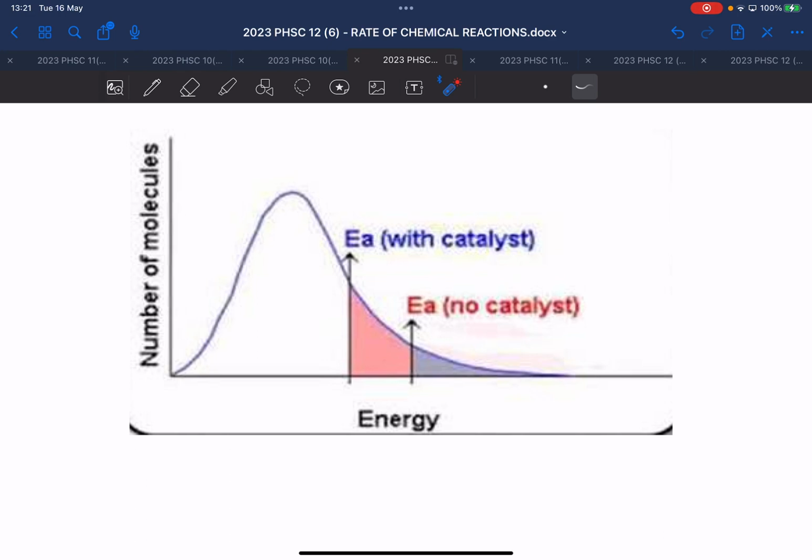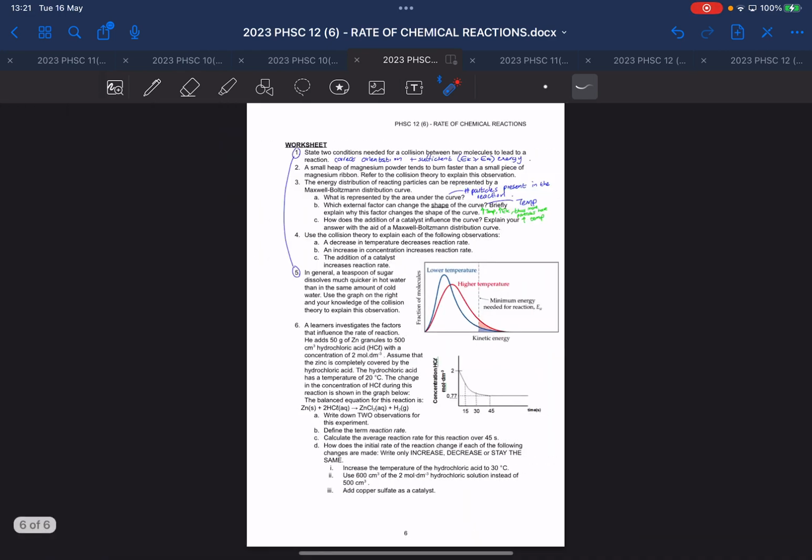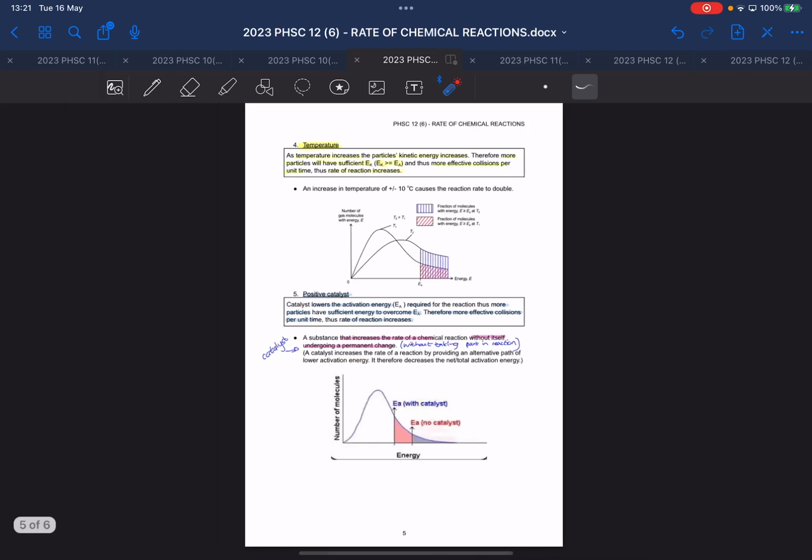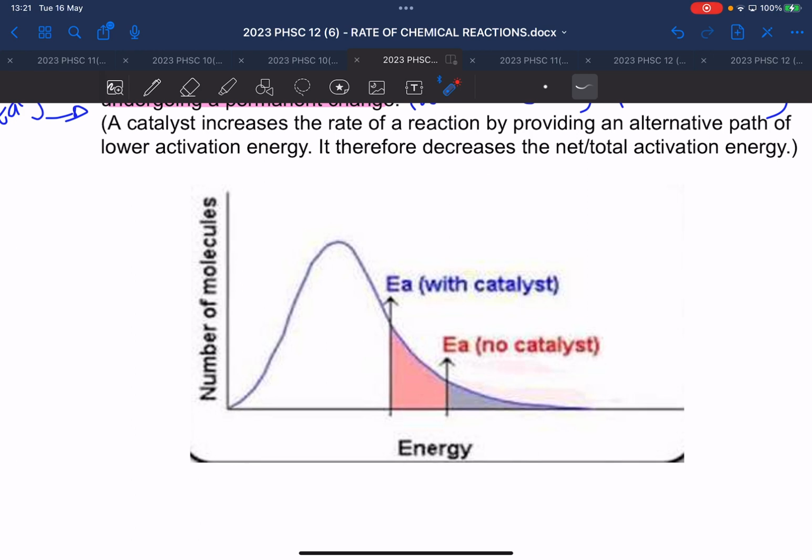Okay, then the next question, they ask, use the collision theory to explain each of the following observations. The graph is in your notes.